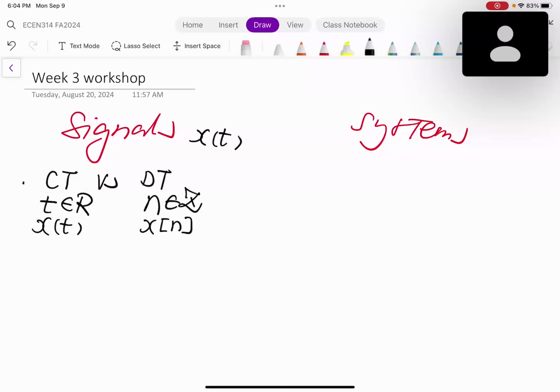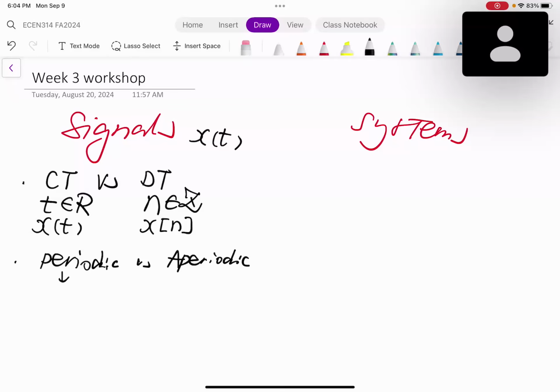So not only has the time variable changed from t to n, and the notation changed, but also the parentheses have been changed to square brackets. So that's the first difference. We have also learned periodic versus aperiodic signals.